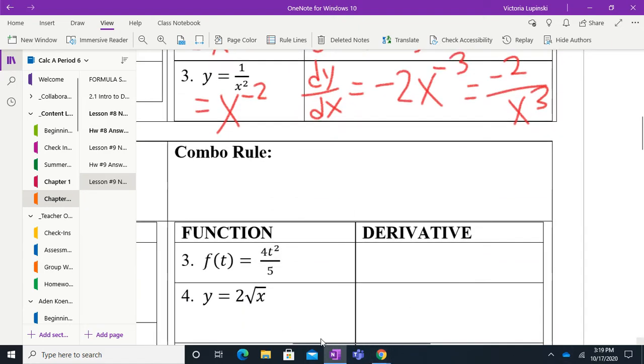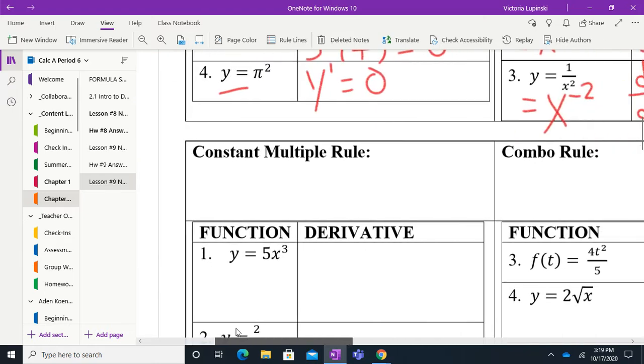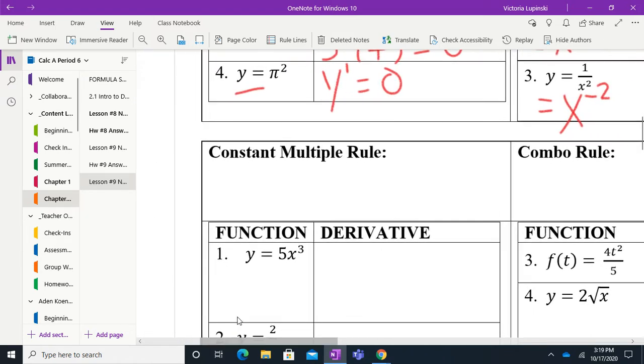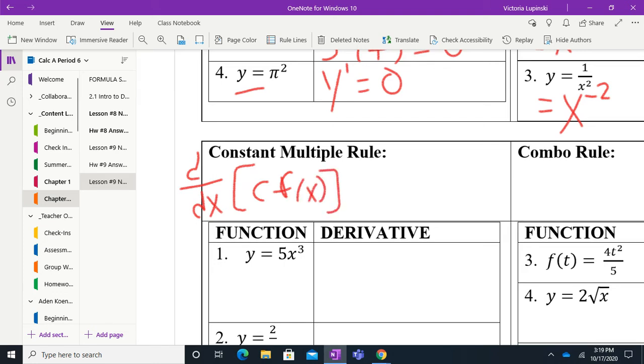All right, let's go ahead and talk about the next set of rules. So the next set of rules is something called the constant multiple rule. And the constant multiple rule says the following. If you are taking the derivative in terms of x, so d over dx, of a constant times a function, then basically you're allowed to just leave the constant out front and then take the derivative of f.